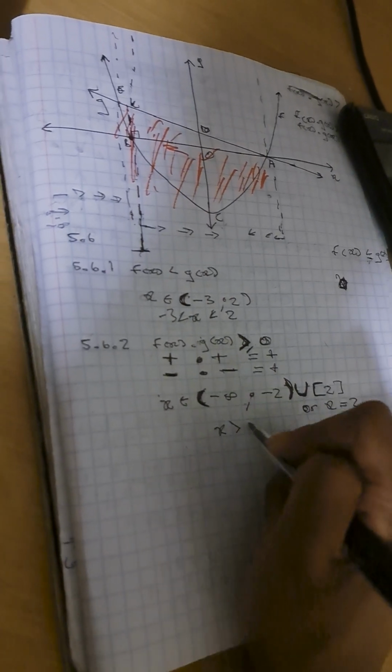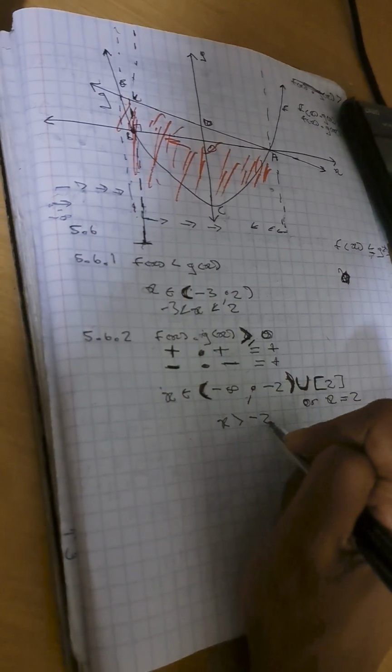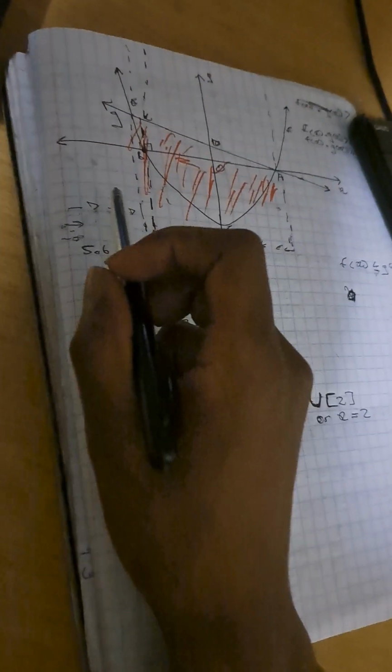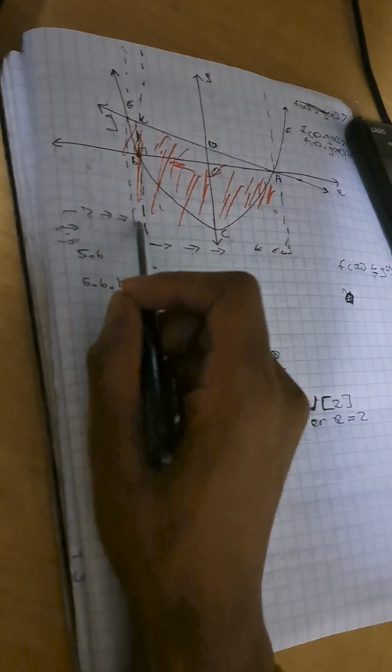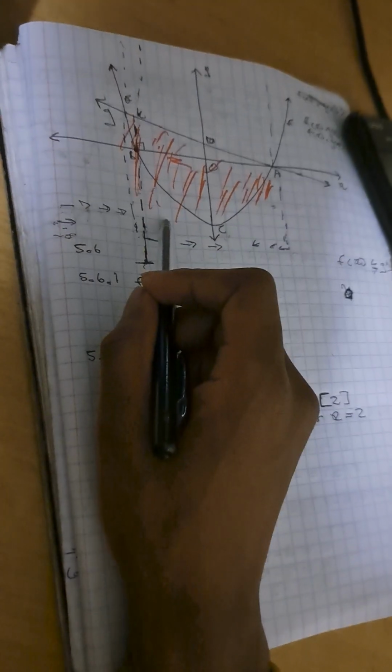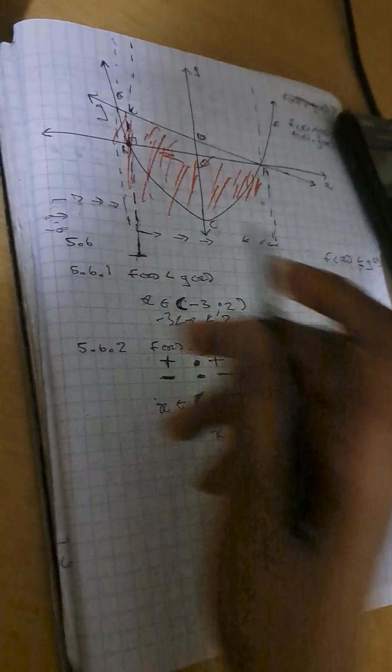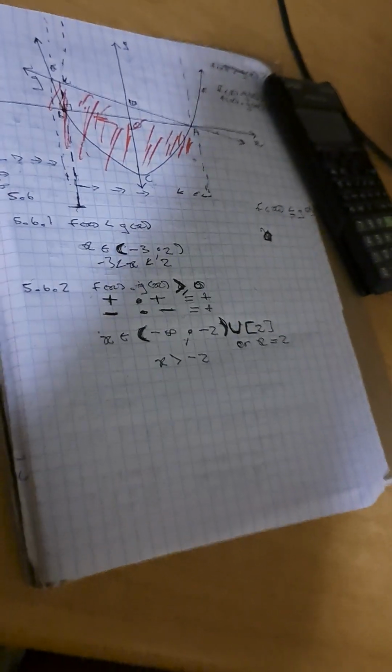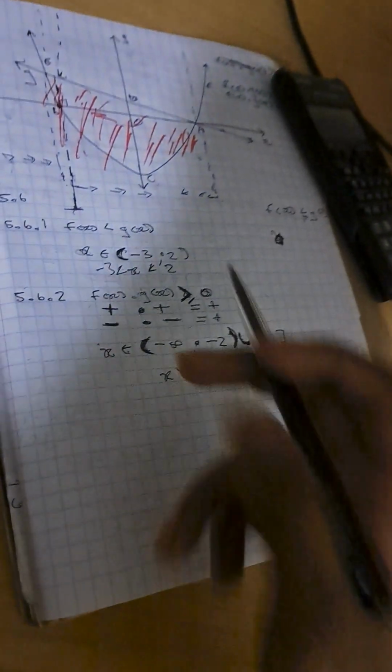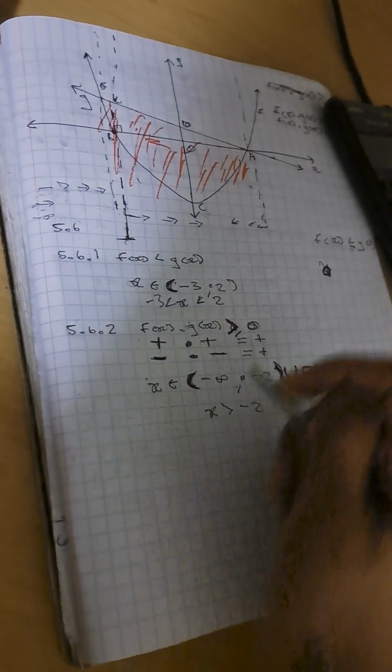So this happens where x is greater than negative 2, because you're moving this way, so your x values are increasing. That's why you have a greater than sign, because greater means increasing, it's becoming greater. So your x values are increasing. This is your first piece.